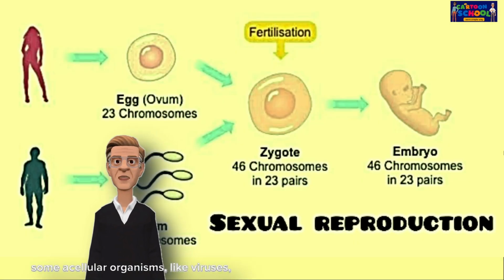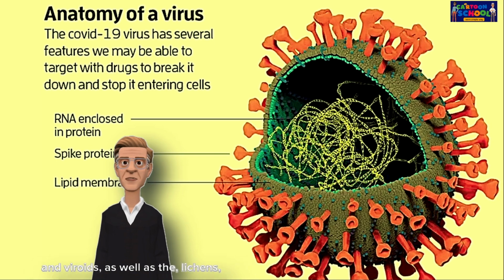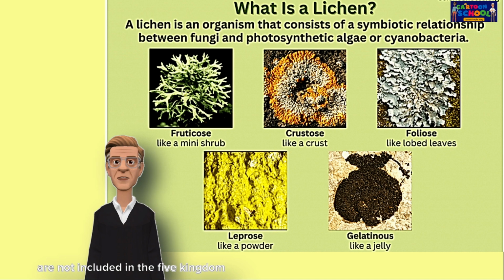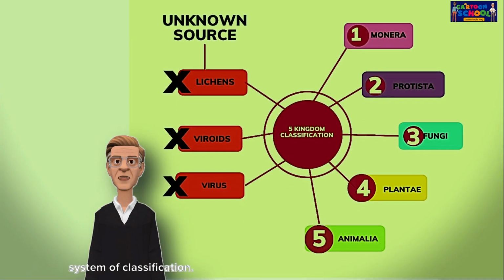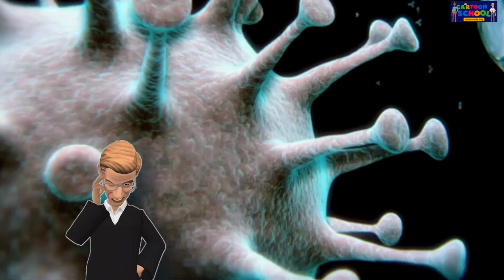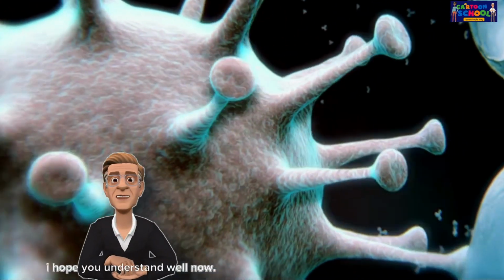Some acellular organisms, like viruses and viroids, as well as the lichens, are not included in the five-kingdom system of classification. I hope you understand well now.